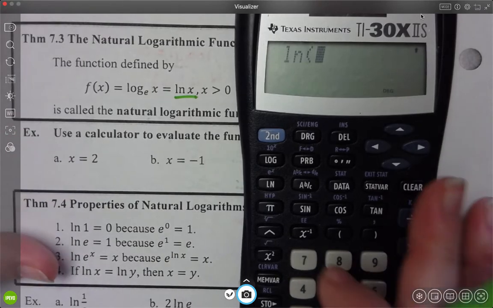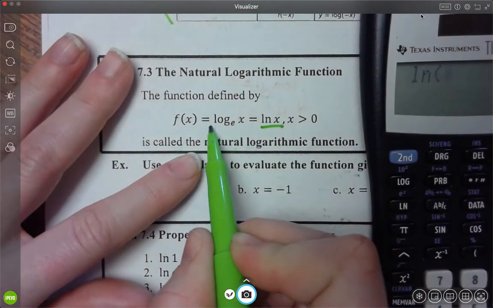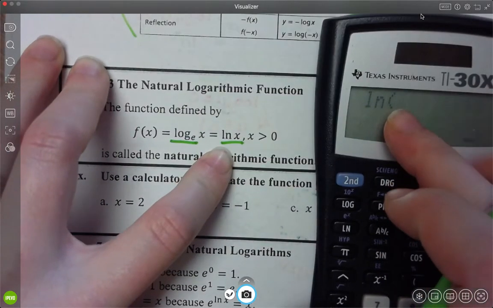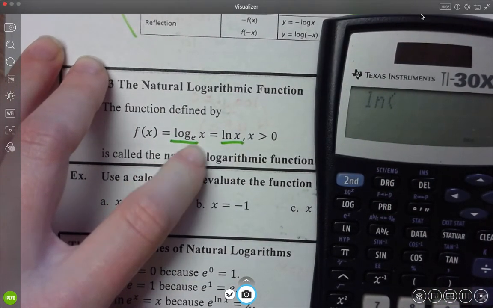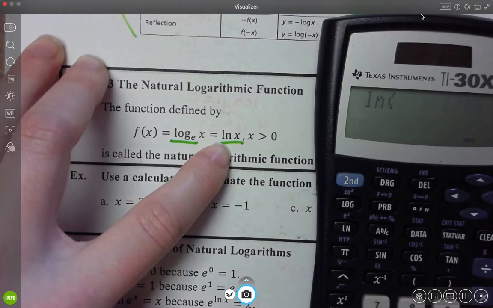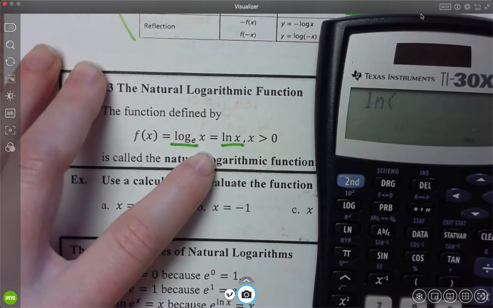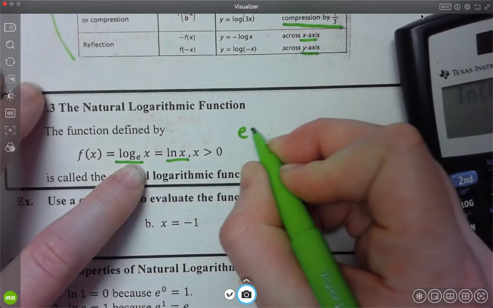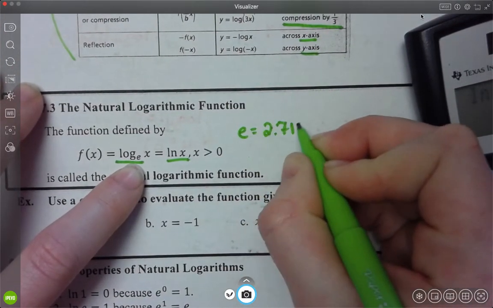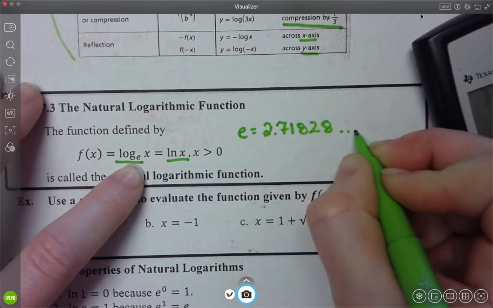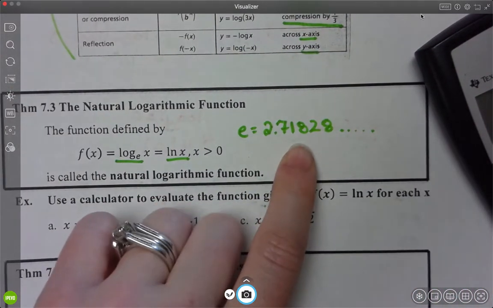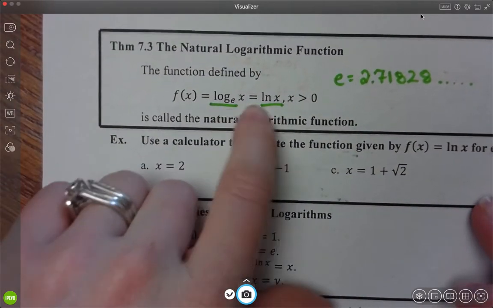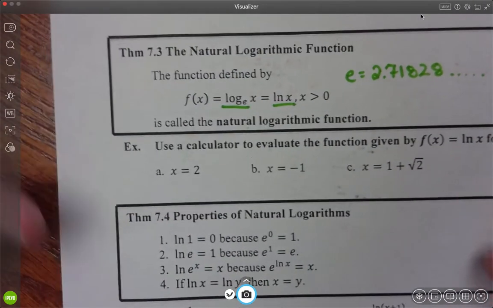And ln is just another way of writing log base e. So if you're typing in ln, that's called natural log, and that's just log with a base of e, not log base 10, not log base 7, not log base 2, it's log with a base of e. And remember that e number is that 2.71828 blah, blah, blah number, right? That comes from compounding interest, like we learned in section 7.1. So log with base of e, that's what natural log is.